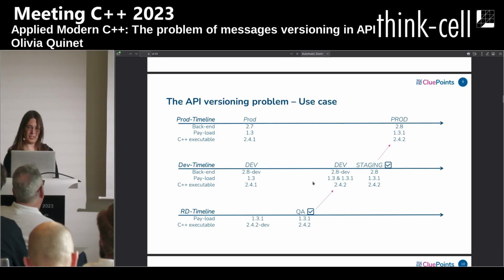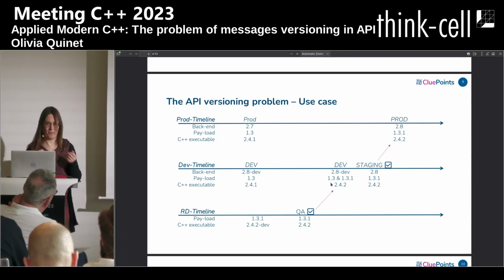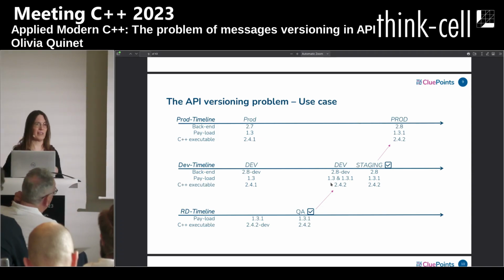But at this stage, in fact, some components of the dev backend still need to use the 1.3 because they're not yet ready to use the 1.3.1, but they already want to have the new executable. So that means that we have to support at the same time 1.3 and 1.3.1. So that's a bit more complicated than previously. And then when everything is done, again, it goes in staging and then goes in prod.